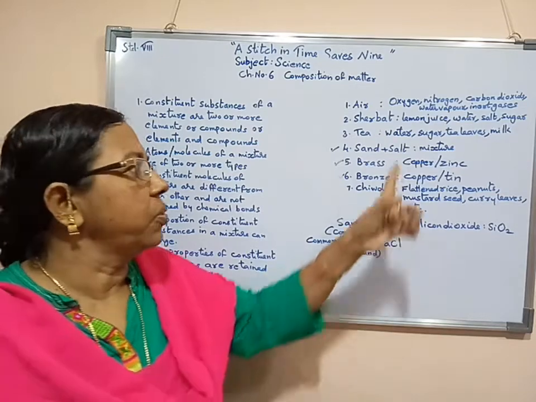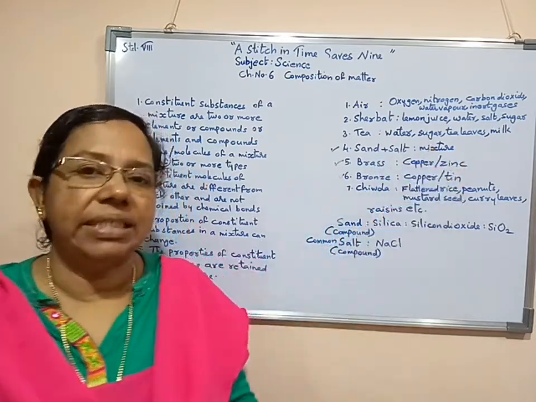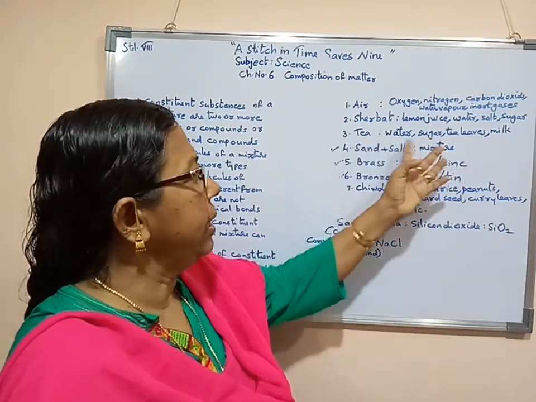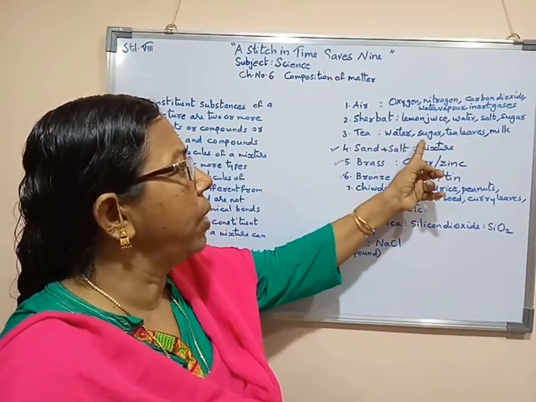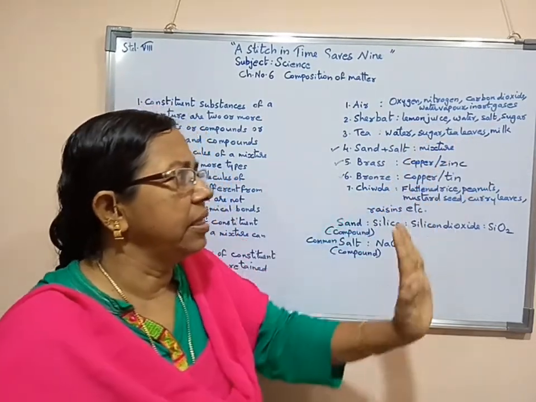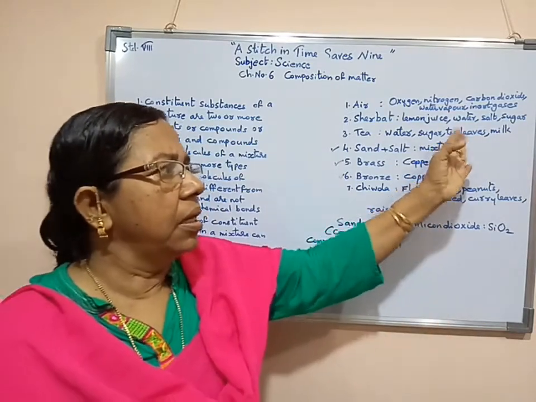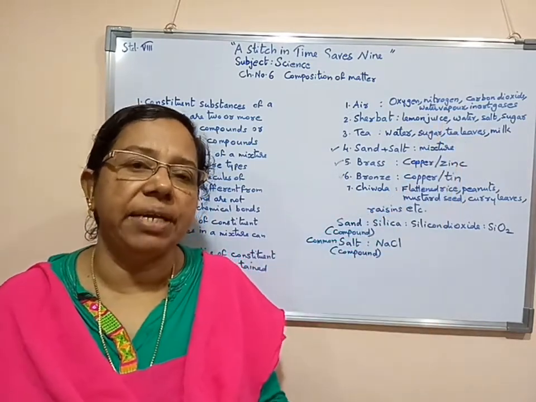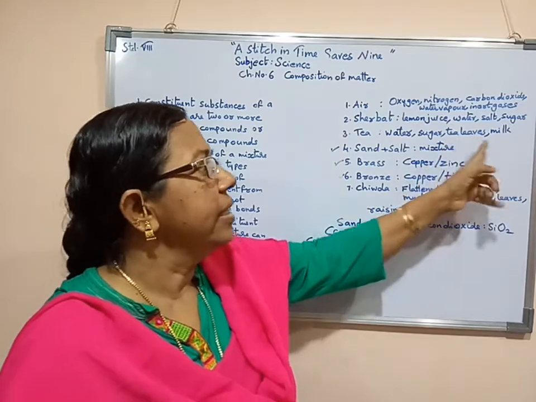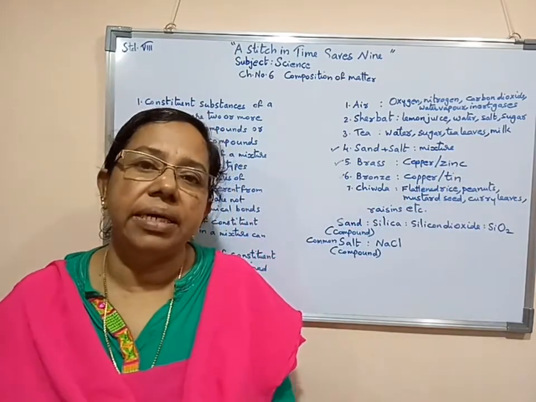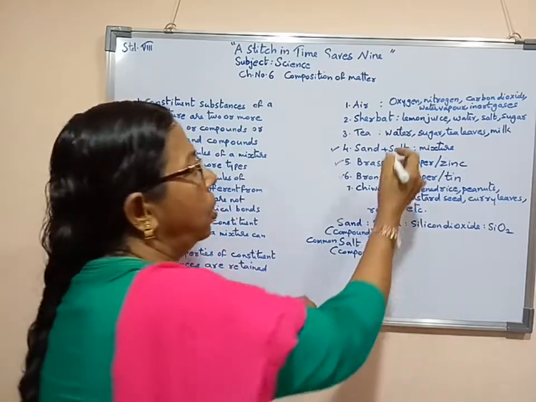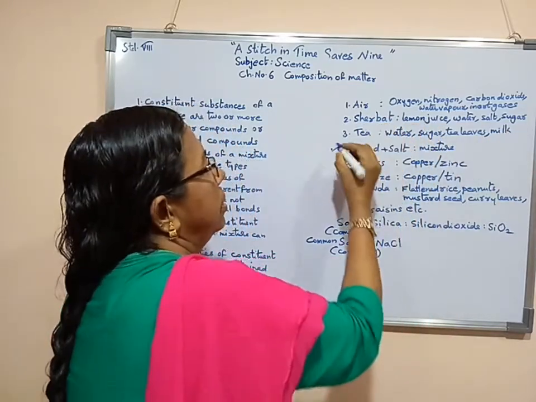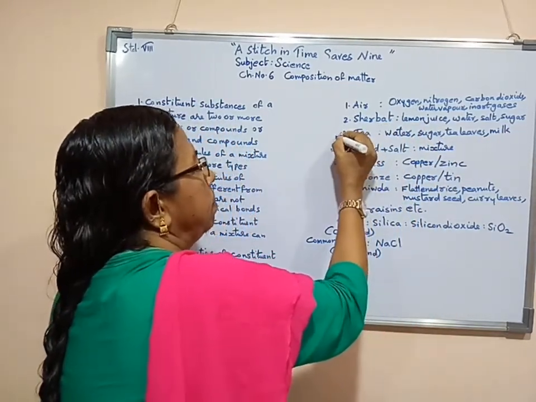Both of them mixed together, we made one mixture. Now here tea, here water is a compound, sugar is a compound. Tea leaf means it is available from the plant, the tea plant. Then milk is a mixture itself. Milk itself is a mixture. Now all these things joined together, we are making tea.